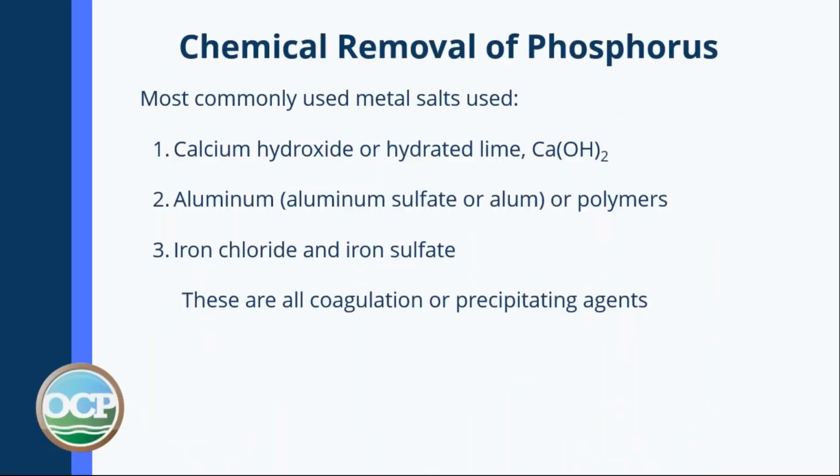Chemical removal of phosphorus. The most commonly used metal salts to take out phosphorus are calcium hydroxide or hydrated lime, aluminum sulfate or alum or aluminum polymers, and iron chloride and iron sulfate. These are all coagulation or precipitating agents. They allow things to precipitate.